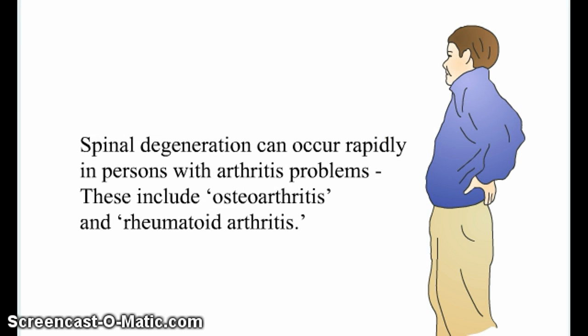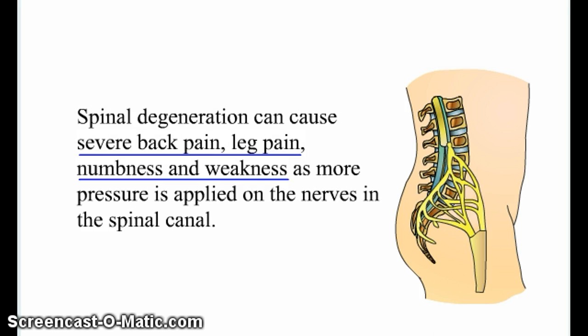Spinal degeneration can occur rapidly in persons with arthritis problems. These include osteoarthritis and rheumatoid arthritis. Spinal degeneration can cause severe back pain, leg pain, numbness, and weakness as more pressure is applied on the nerves in the spinal canal. Other disc problems.